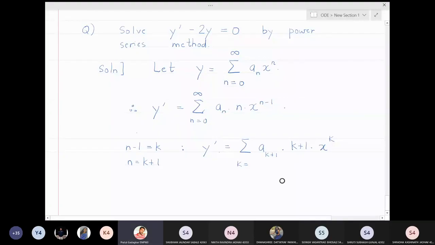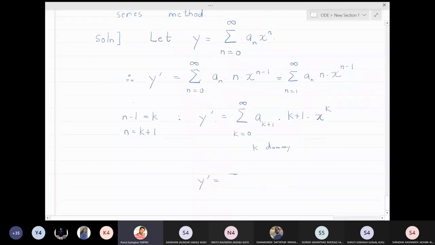this summation actually makes sense from 1 to infinity, because at n equal to 0, the value of the term is 0. So this means k will go from 0 to infinity, but k is a dummy variable. So I will replace k by n. So this means y dash will be equal to summation n equal to 0 to infinity a n plus 1 into n plus 1 into x raised to n. This expression we have obtained in the above section, the same expression.